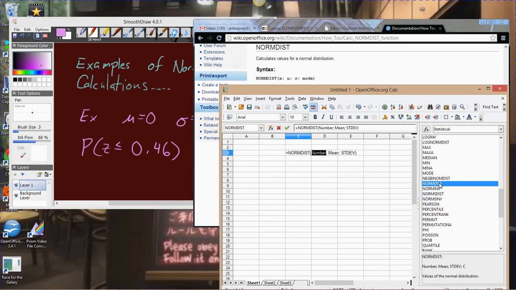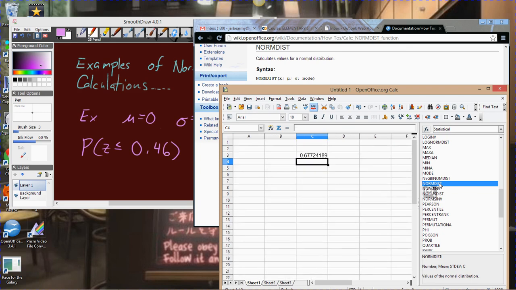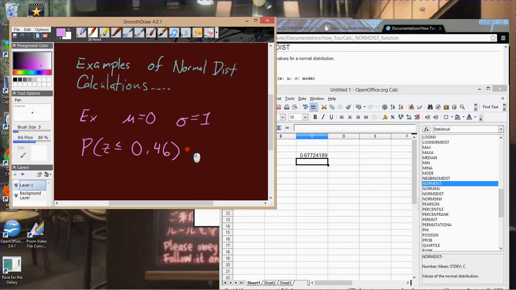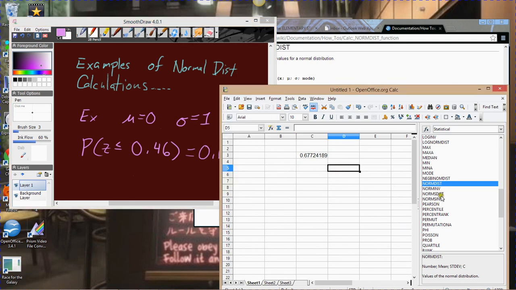So I'll hit normal distribution. My number is 0.46. The mean is 0. And the standard deviation is 1. So this probability is 0.677. Easy as pie.